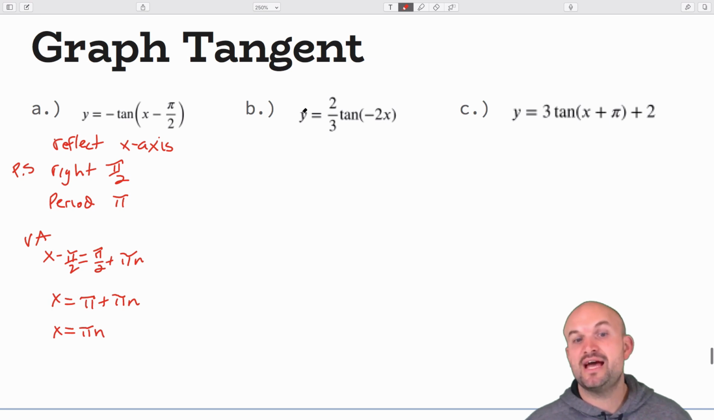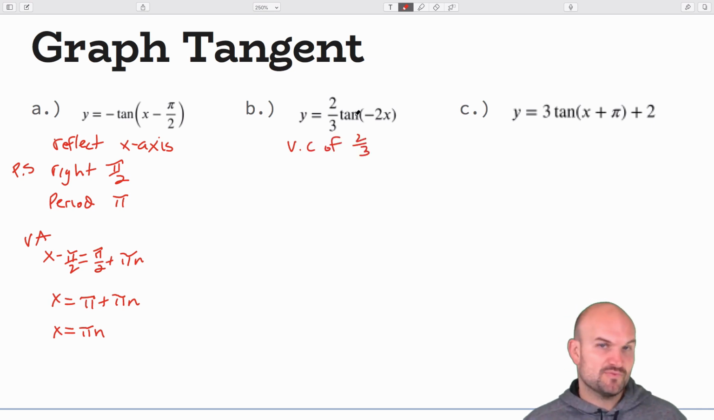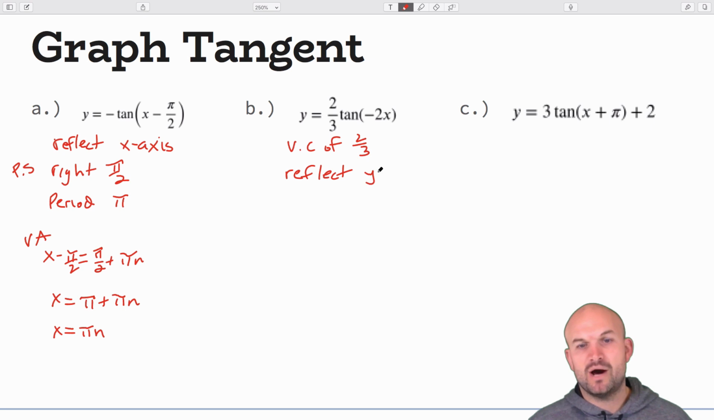For this next one here, we have a 2/3. So even though it's a fraction, you can see it's less than 1. So therefore, that is a vertical compression of 2/3. We're multiplying by a negative inside the function. So therefore, that is a reflection over the y-axis.